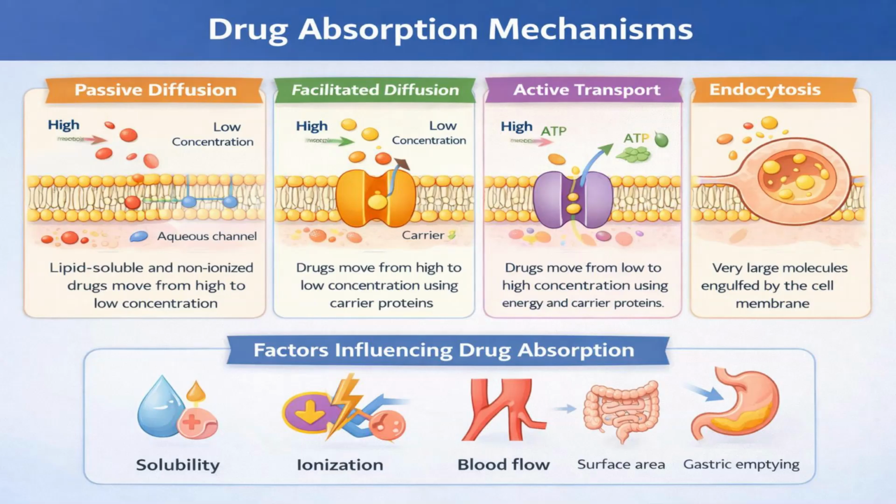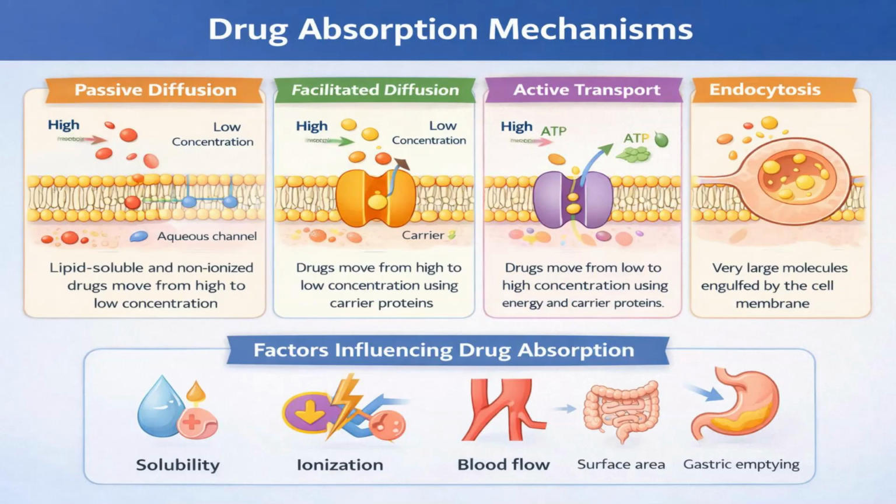Now let's return to absorption mechanisms. Absorption occurs through several mechanisms. Passive diffusion is the most common mechanism. Drugs move from an area of high concentration to low concentration without energy consumption. This mechanism favors lipid-soluble, non-ionized drugs. Water-soluble drugs may also cross membranes through aqueous channels by passive diffusion.